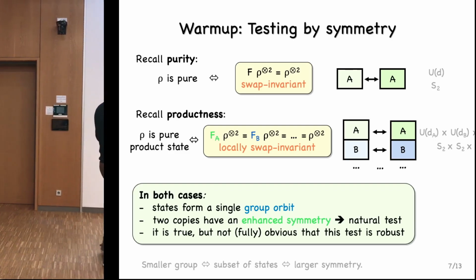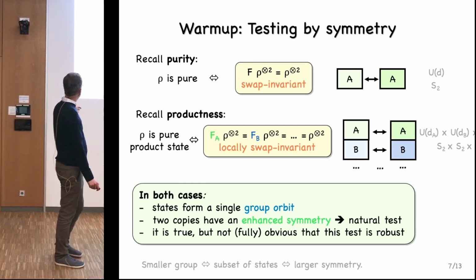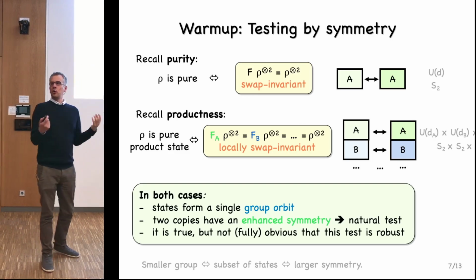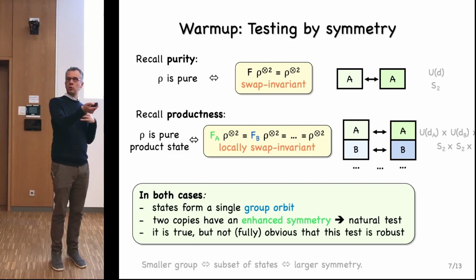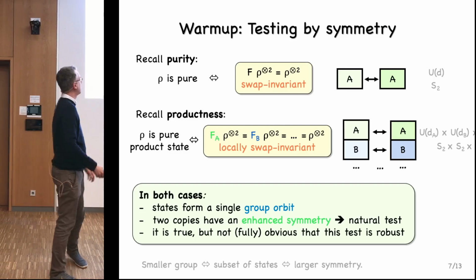And just observe, if you look at a smaller group, then of course you get fewer states. You can hope for more symmetry. Pure product states are a subset of all pure states, so they can possibly have more symmetry.